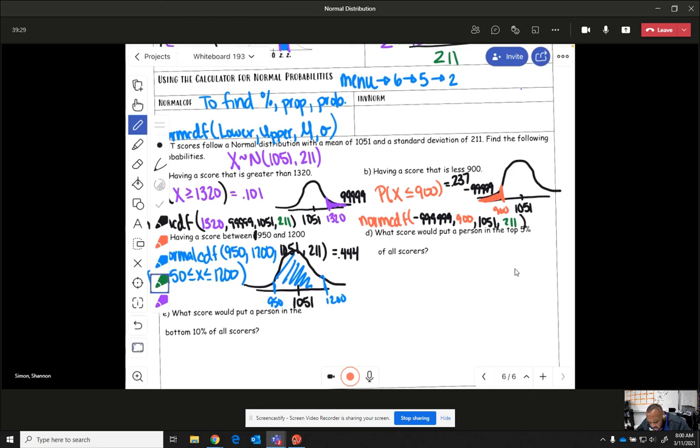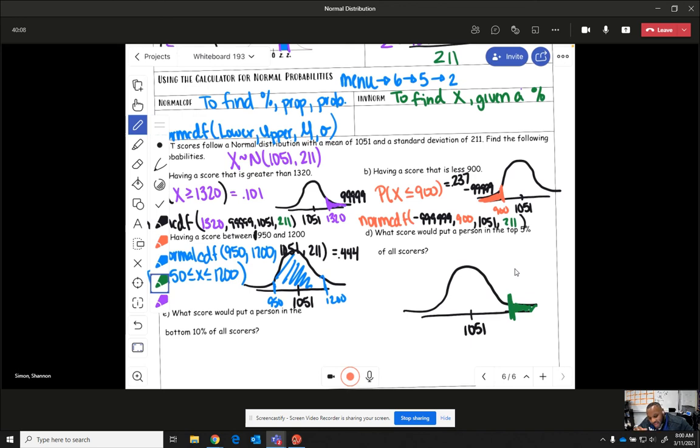The inverse normal is used to find x, given a percentage or a probability or a proportion. So I want to be in the top 5%. The first thing I'm going to do is draw a curve and label it with my mean, which is 1051. But this time I want to be in the top 5%. So if I'm in the top 5%, I have to sit on the right-hand side of the curve, way out here. Top 5% means only 5% of people have scored better than me. That's what it really means.